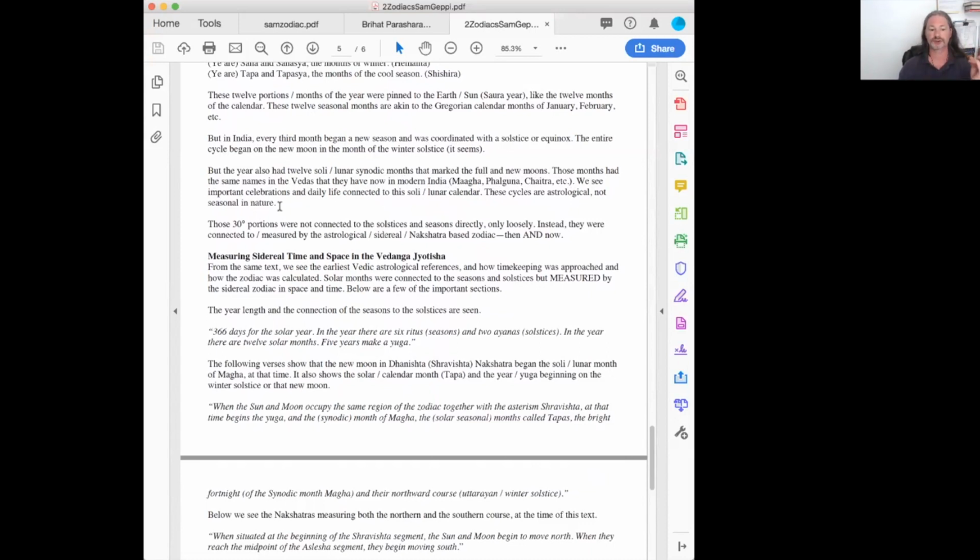These cycles are astrological, not seasonal in nature, which means they're measured sidereally. You can't measure them tropically because you never know where they're going to be. The sun and moon are not predictable. Only the Earth going around the sun can be measured tropically, because that's the only measurement we know for sure. That's why we can pin the calendar to the Earth going around the sun, because we're always going to be there on that day. Yes, may I add something here?